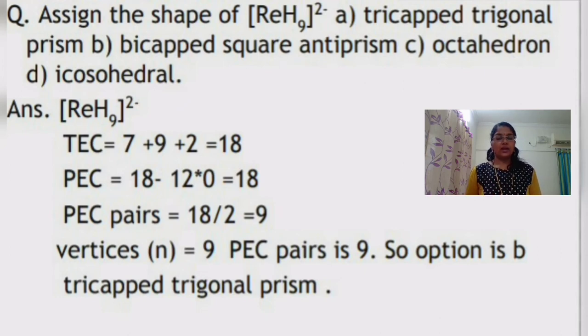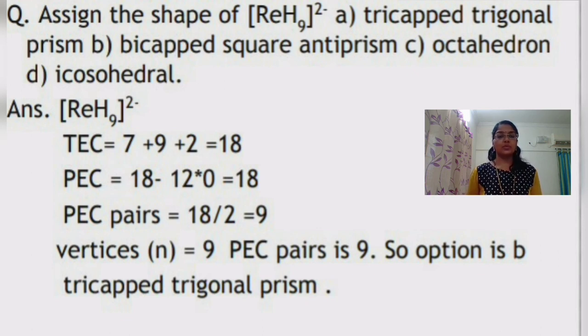Then only we can have so many structures: dodecahedron, hexagonal, cubic, or bicapped trigonal prism. So which geometry it belongs to, we have to predict. Dodecahedron means it should have 12 vertices, dodeca means 12, so it can't be possible. Then hexagonal means it can be 6. Here 9 vertices are there, so it cannot be possible.